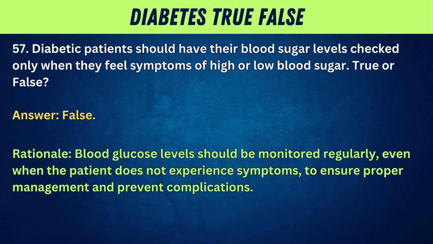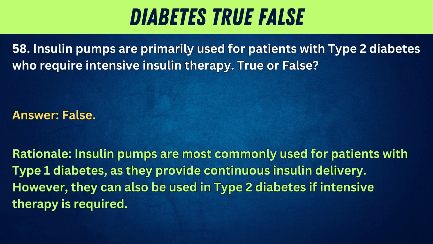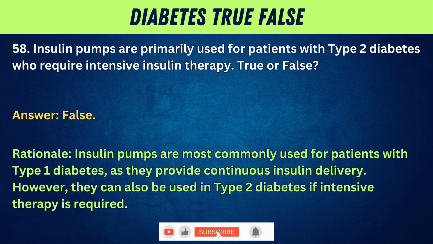58. Insulin pumps are primarily used for patients with type 2 diabetes who require intensive insulin therapy. True or false? Answer: false. Rationale: insulin pumps are most commonly used for patients with type 1 diabetes, as they provide continuous insulin delivery. However, they can also be used in type 2 diabetes if intensive therapy is required.